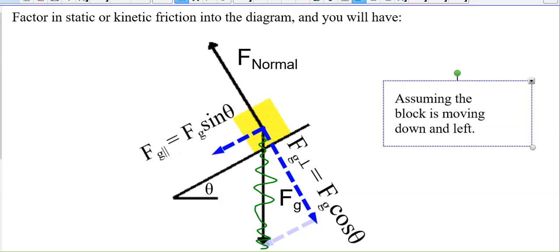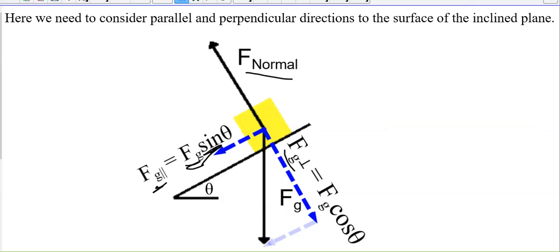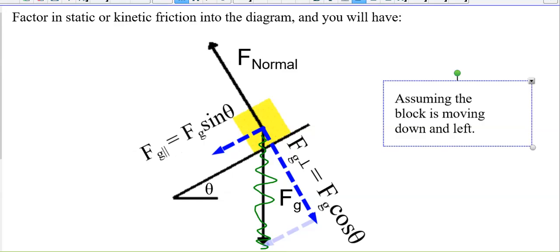So if we tie friction into the mix, generally we don't draw all three of these. We don't draw the parallel, the perpendicular, and the true value of the weight. We usually just ignore that one and cross it off the list. But I didn't cross it off this one.